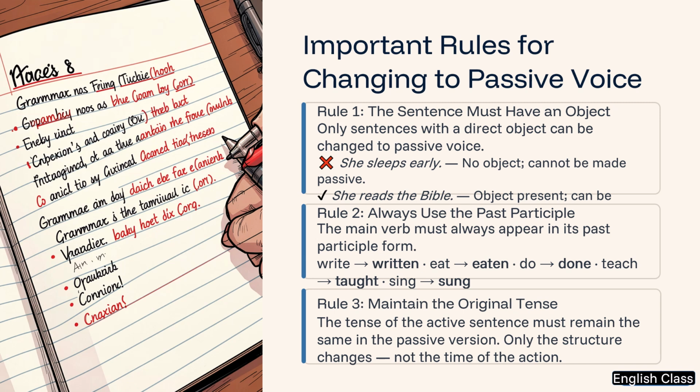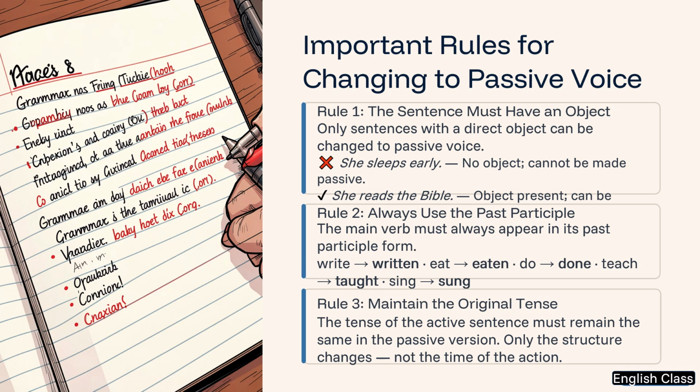Now rule number two: always use the past participle. Yes, always use the past participle. The main verb must always appear in its past participle form. Look at these ones. Now we have write. When you have write, the past participle will be written. When you have eat, the past participle is eaten. When you have do, the past participle is done. When you have teach, the past participle is taught. And when you have sing, the past participle is sung.